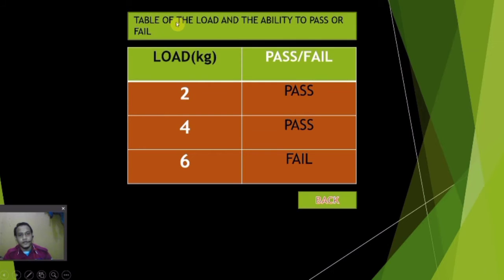Okay, this is the table of the load and the ability to pass or fail. For the load of 2 kg, our tower passes. For 4 kg, our tower passes again. But for 6 kg, our tower starts to collapse and break. So we decided that 6 kg is the maximum load that our tower can support.